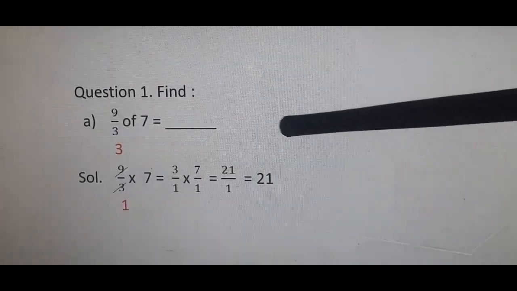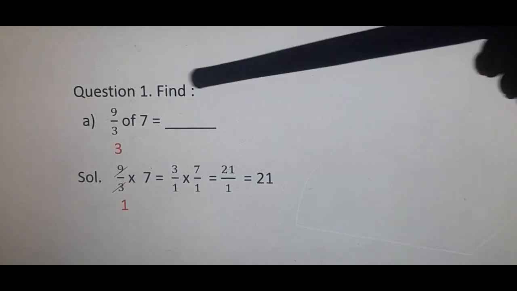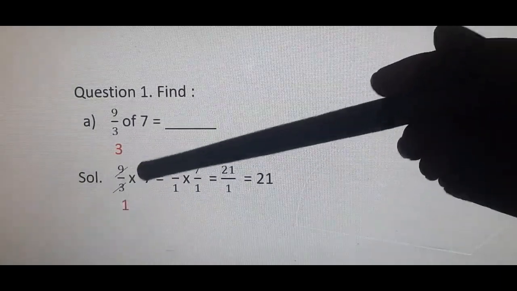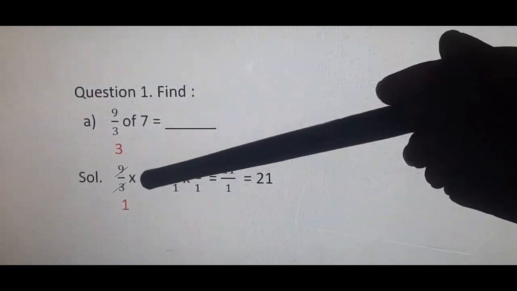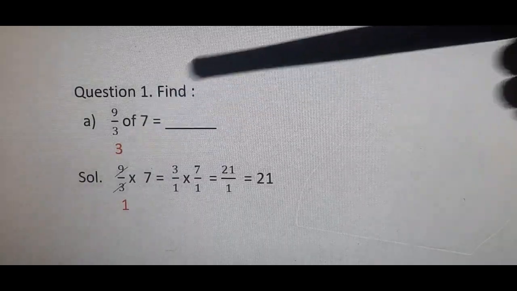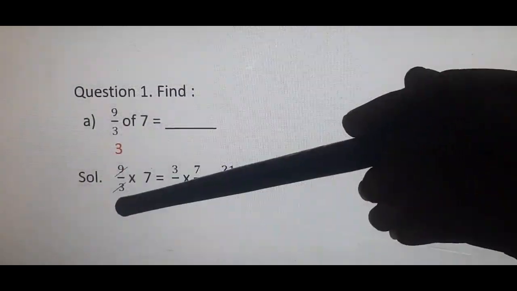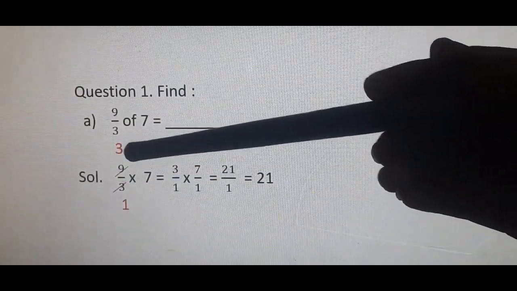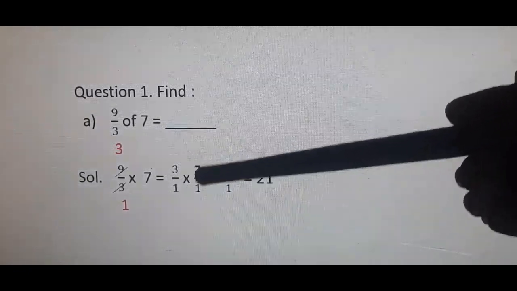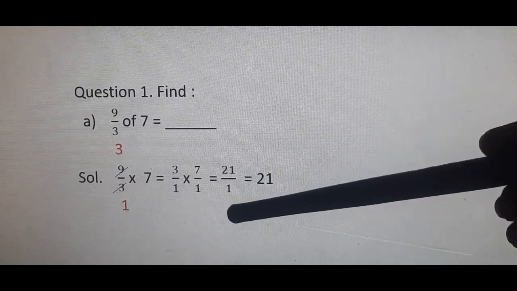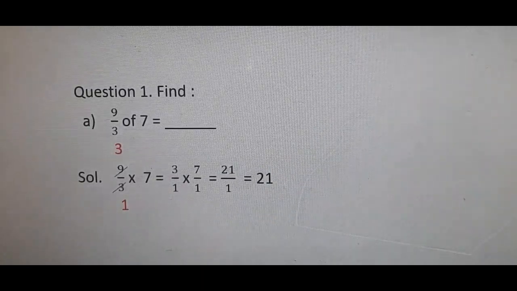Let's start the practice questions of multiplication of fractions. First question, find 9 upon 3 of 7. 9 upon 3 of 7 means 9 upon 3 multiply 7. Of means multiply. So, 9 upon 3 multiply 7. 3 ones are 3. 3 3s are 9. 3 upon 1 multiply 7 upon 1. 7 3s are 21. 21 upon 1 1s are 1. 21 upon 1 means 21 only.